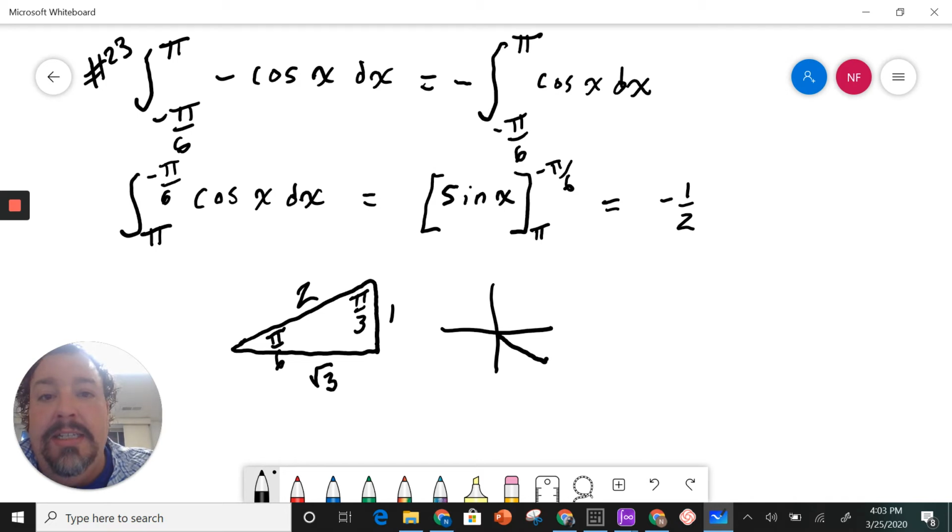And then sine of pi, where is pi? Well, pi is over here on the unit circle. Sine is the height of it, the y coordinate. So that's going to be 0. Sine of pi is 0. Okay, so we take sine of x and we plug in the upper bound, negative pi over 6, we get negative 1/2. We plug in the lower bound, pi, and we get 0. And we simplify that, and we get our answer of negative 1/2.